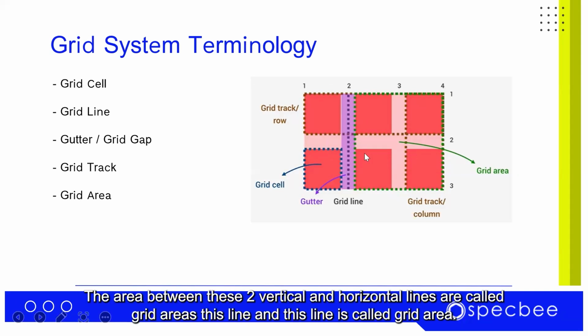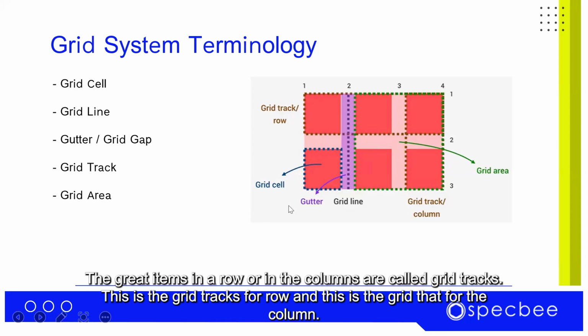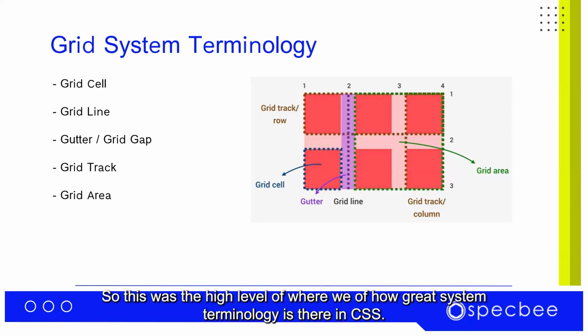The area between two vertical and two horizontal lines is called a grid area. The space between grid cells is called a gutter or grid gap. The grid cells in a row or in a column are called grid tracks. This is the grid track for the row, and this is the grid track for the column. So this was the high-level overview of grid system terminology in CSS.